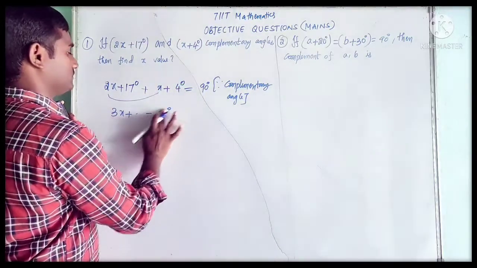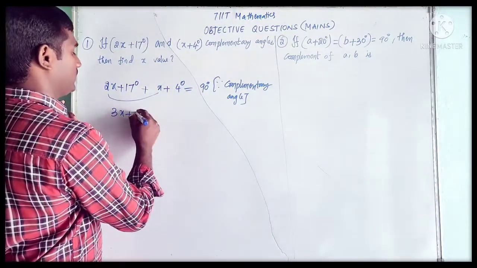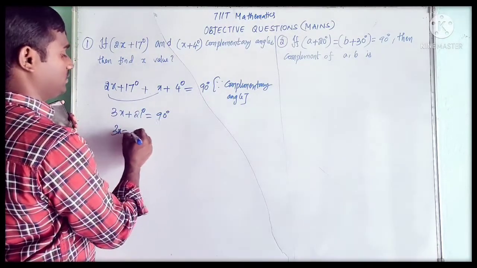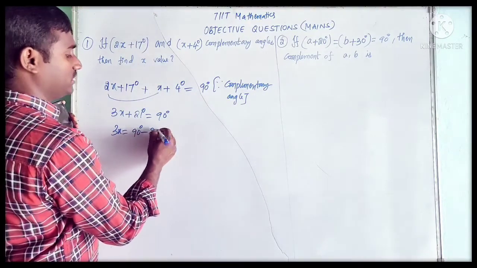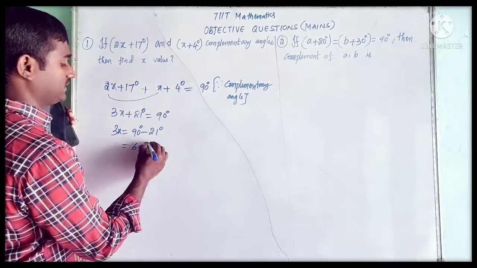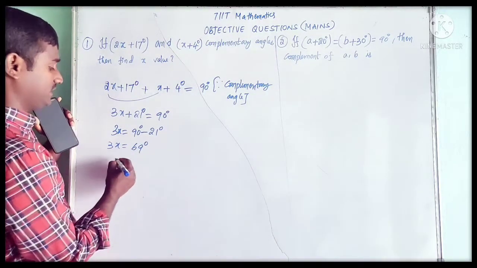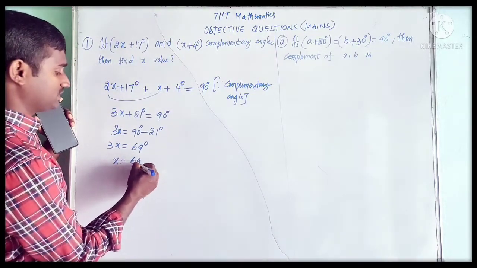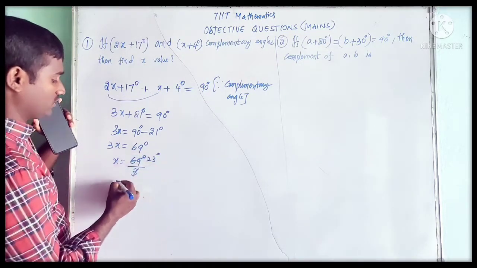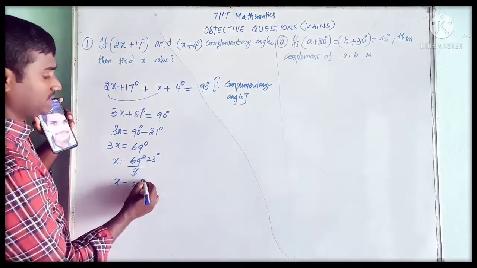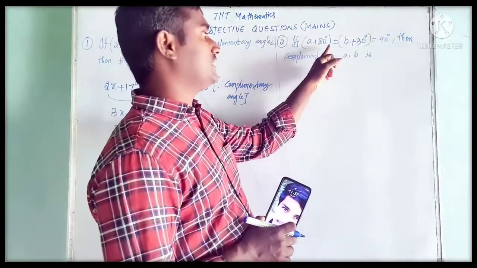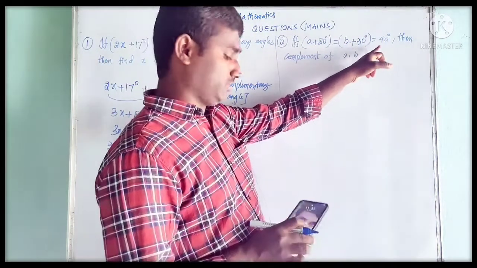So 3x equals 90 degrees minus 21 degrees. 90 minus 21 is 69 degrees. So 3x equals 69 degrees, and x equals 69 degrees divided by 3. 3 ones are 3, 3 twos are 6, so x is equal to 23 degrees.